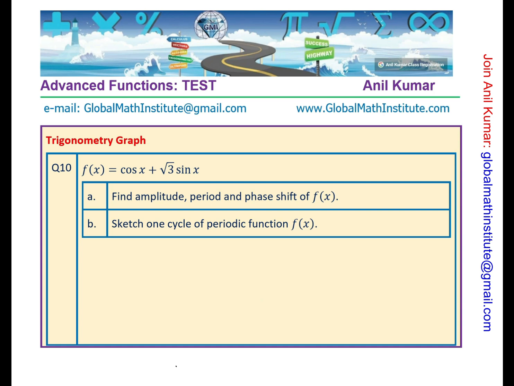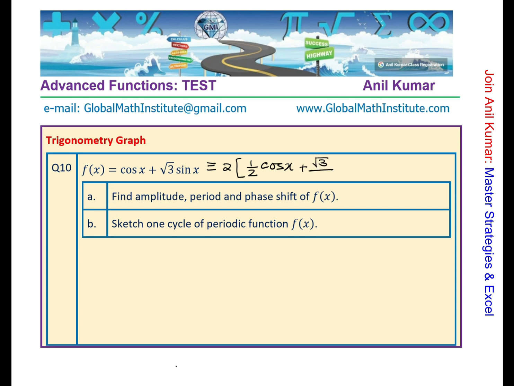So what we did was we wrote this expression as 2 times half cos x plus square root 3 over 2 sin x, right? And we substituted half to sine alpha and square root 3 by 2 to cos alpha. So we got the value of sine alpha and cos alpha also, right?